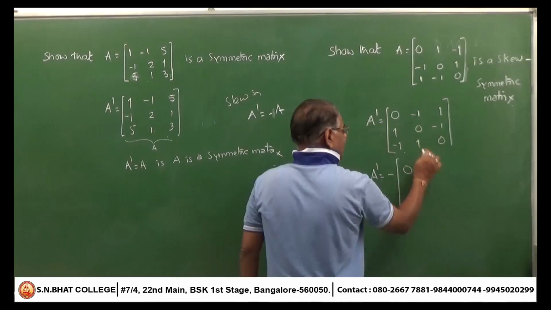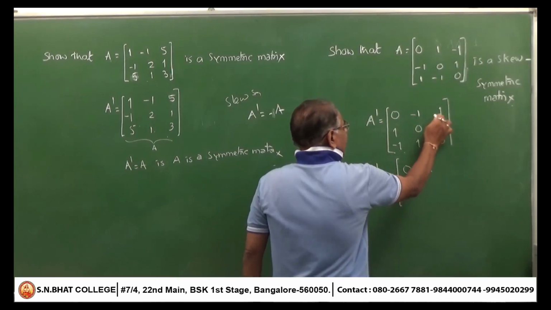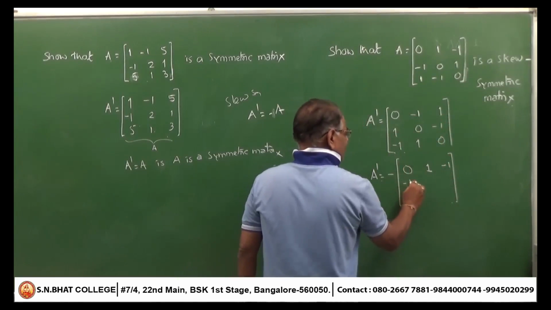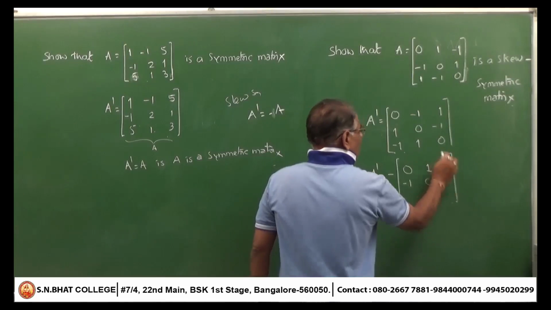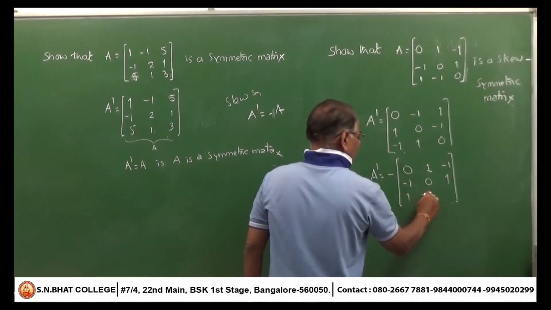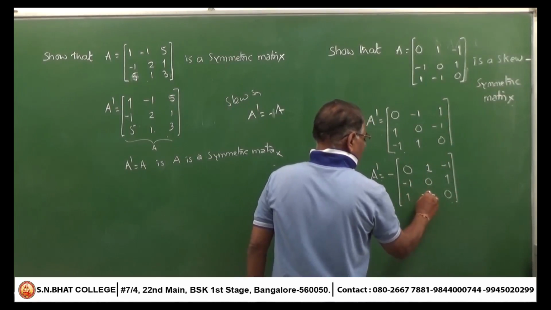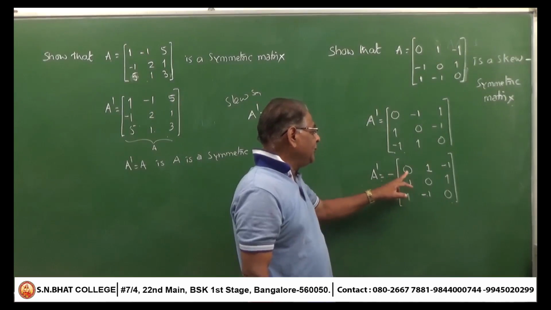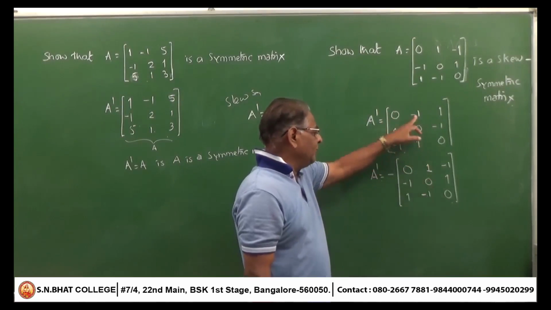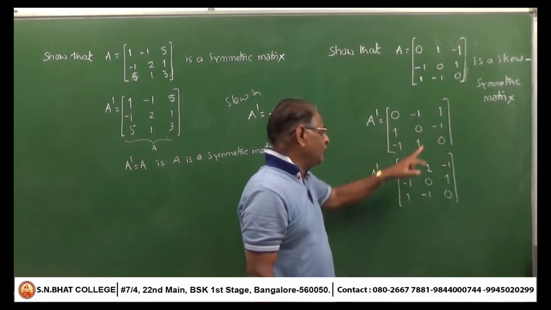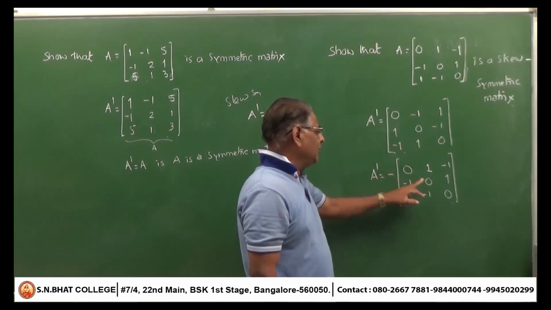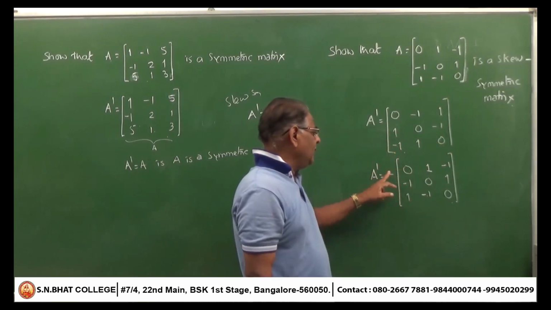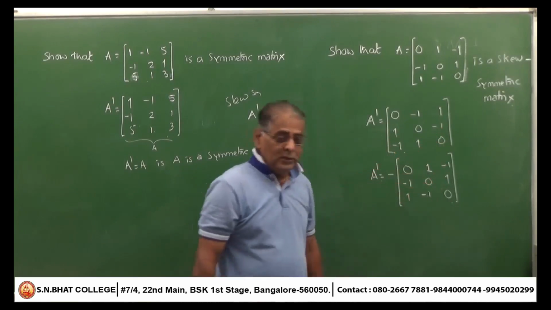0. We have taken minus common factor, it becomes plus 1. Here we have taken minus common factor, it becomes minus 1. Minus common factor, minus 1, 0. Minus common factor, plus 1, 1, minus 1, 0. From all the elements you take minus. Minus into 0 is 0. Minus into 1 is minus 1. Minus into minus 1 is plus 1. Minus into minus 1 is plus 1, 0. Minus into 1 is minus 1. Minus into 1 is minus 1. Minus into minus 1 is plus 1, 0.